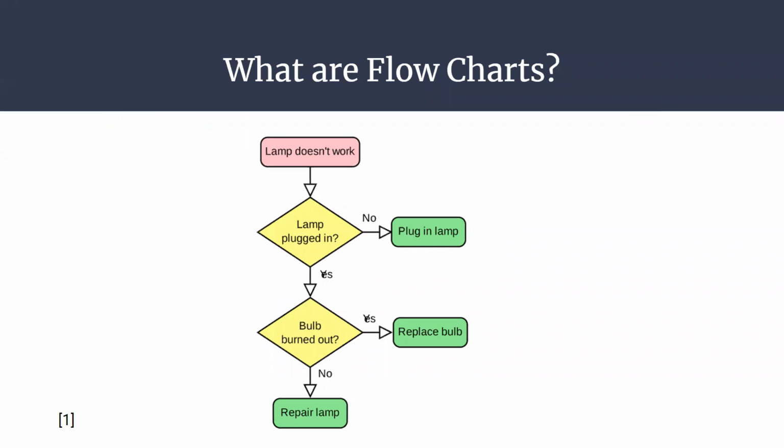So what is a flowchart? A flowchart is a visual diagram of a process or a set of processes. The visual part is represented by shapes, lines, and text. The processes can be anything.